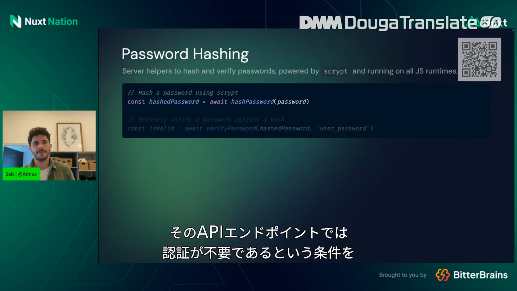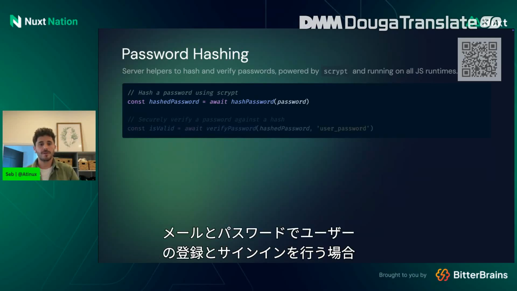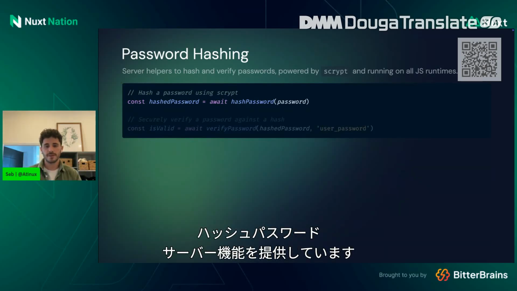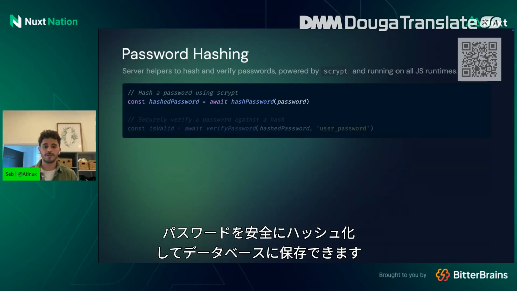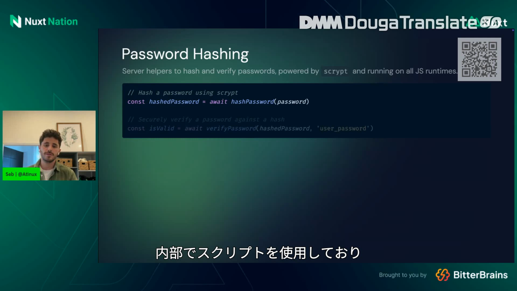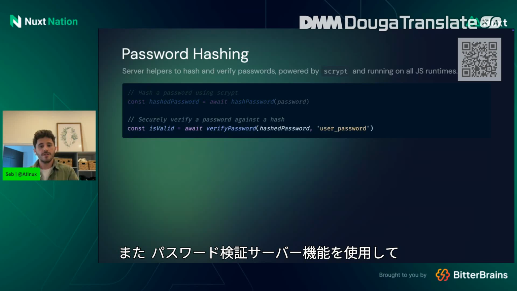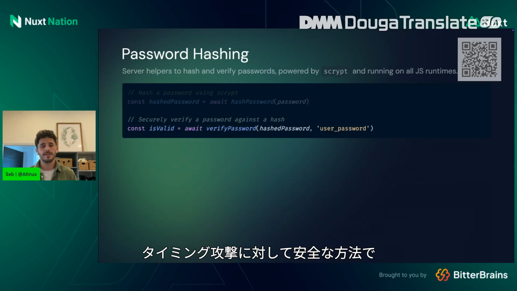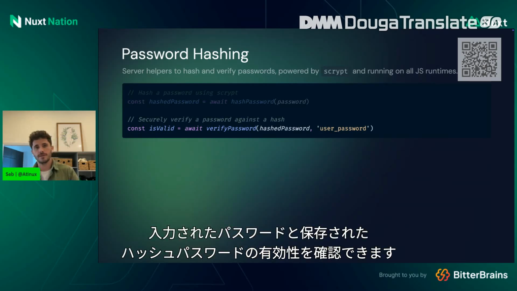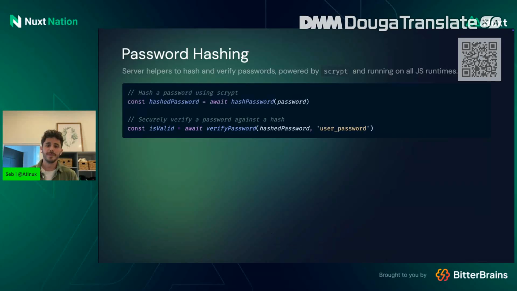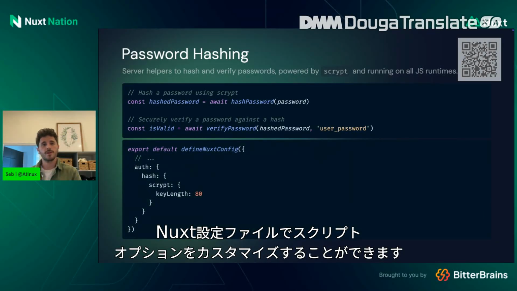So password hashing. If you plan to let users sign up and sign in with email and password, we expose a hashPassword server function to safely hash a password to store in your database later on. It uses scrypt under the hood, so it can work on all JavaScript runtimes. And you can use the verifyPassword server function to timing-safely check the validity of the entered password against your stored hashed password. And you can customize the scrypt options using your Nuxt config file.